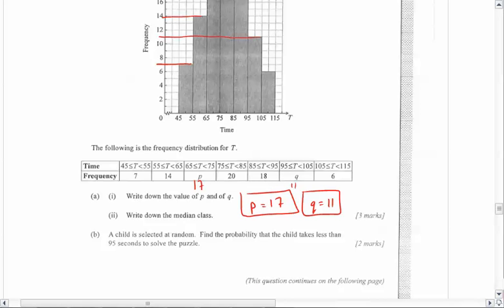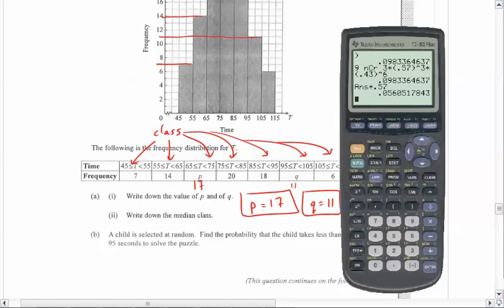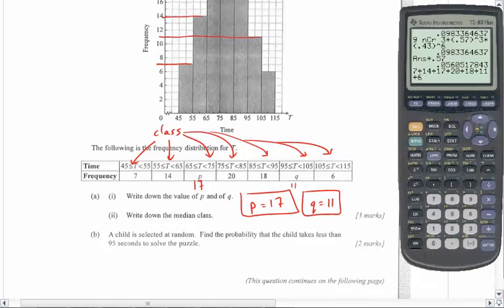Now, in order to find the median class, we want to know where does the middle term occur. So these are the different classes. And we want to know in which of these 7 classes is the middle term. So let's add up all these numbers. And you get 93. So half of that is the 46th or 47th term.